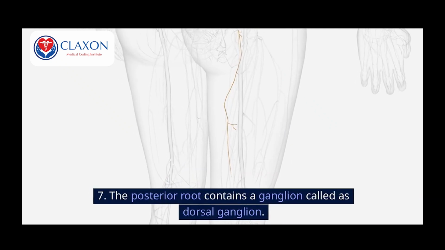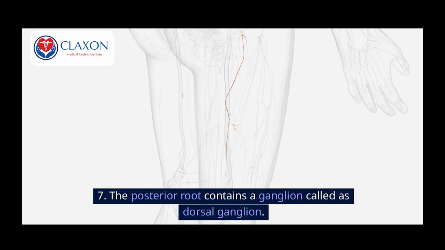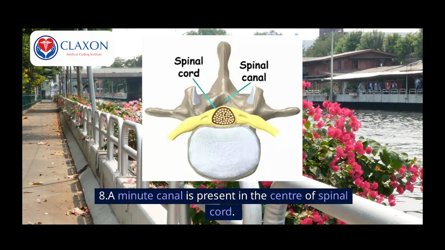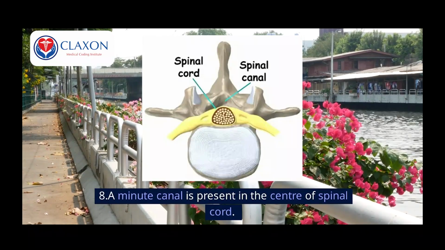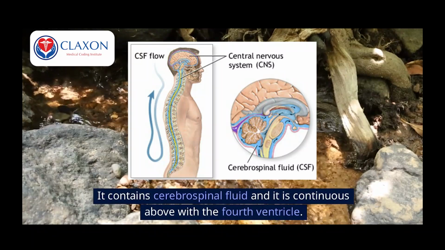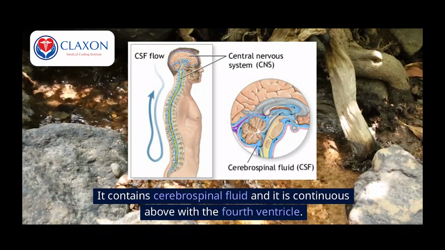7. The posterior root contains a ganglion called as dorsal ganglion. 8. A minute canal is present in the center of spinal cord. It is called as central canal. It contains cerebrospinal fluid and it is continuous above with the fourth ventricle.